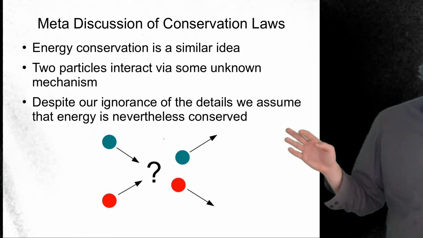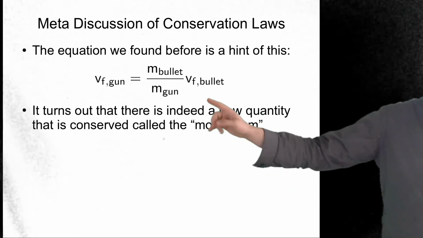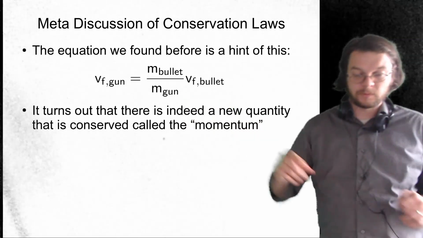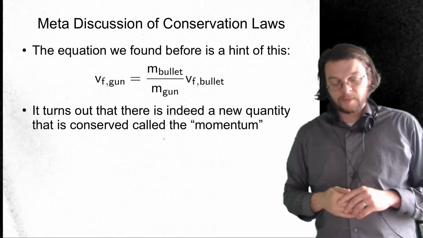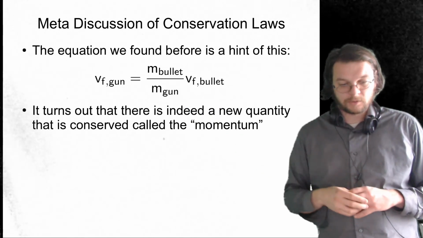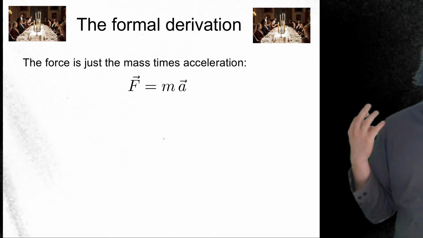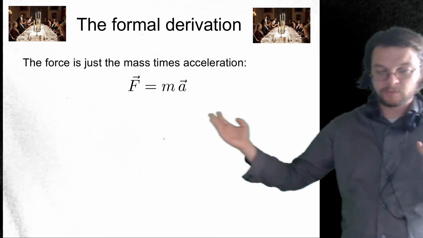So energy is conserved. We came up with this formula. We started from some fairly complicated things and ended up with something fairly simple. It turns out that the thing that is conserved here is the momentum. So what I want to do is derive this more properly, and make sure that we use the vectors now.